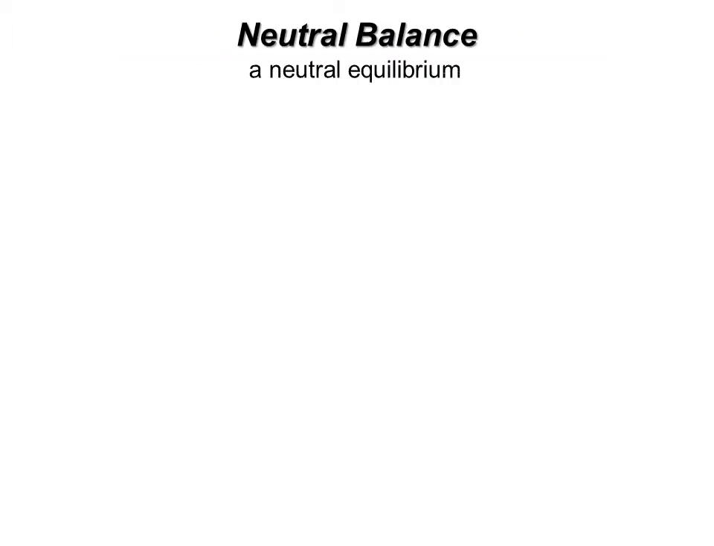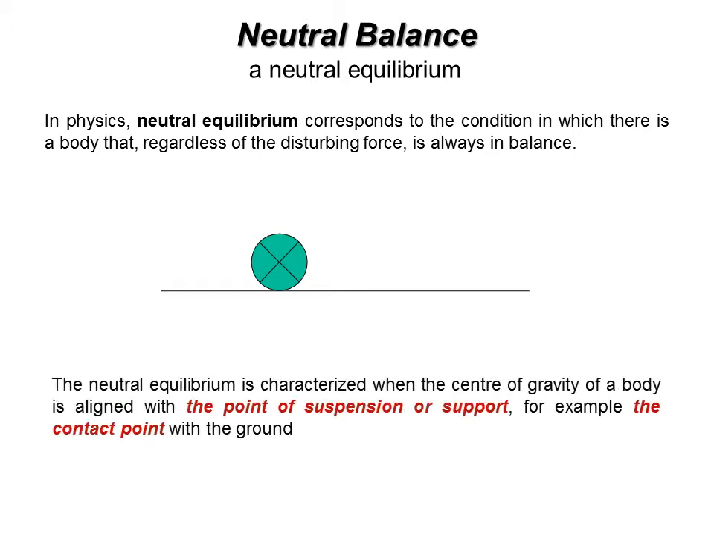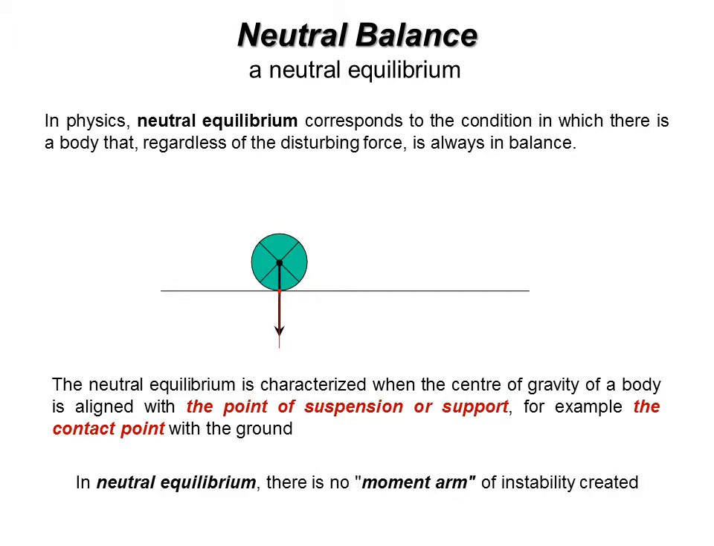Neutral balance, a neutral equilibrium. In physics, neutral equilibrium corresponds to the condition in which there is a body that, regardless of the disturbing force, is always in balance. The neutral equilibrium is characterized when the center of gravity of a body is aligned with the point of suspension or support, for example, the contact point with the ground. In neutral equilibrium, there is no moment arm of instability created.